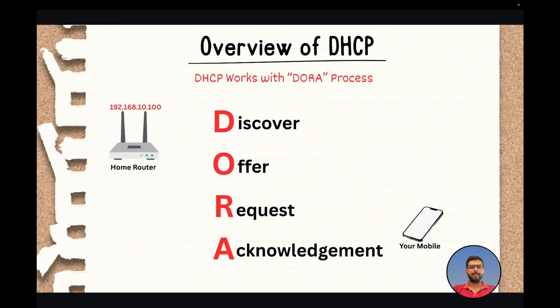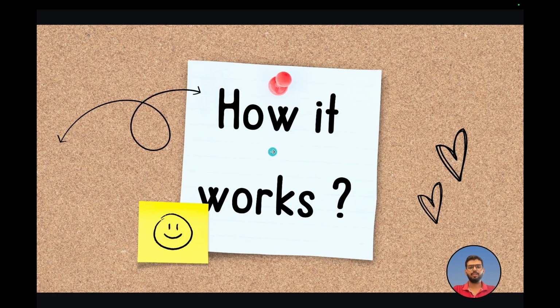Now let us discuss the overview of DHCP. DHCP works with the DORA process. How it works is hidden in this term, DORA. It stands for discover, offer, request and acknowledgement. Let's see what happens in each of the phases, and get a basic understanding of how DHCP works by understanding the DORA process.